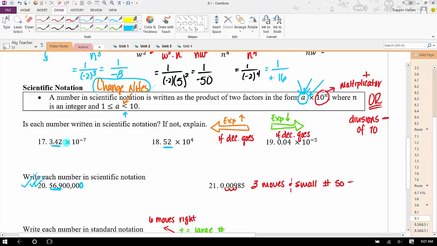So if we look at this first one, is it in scientific notation? Well, yes, it is. Why is it? Because 3.42 is between 1 and 10. So it's perfectly fine for scientific notation. Is 18 in scientific notation? No. 52 is greater than 10. Nope. That's larger. Okay, if we look at the last one, 0.04 times 10 to the negative 5th, 0.04 is smaller than 1. So no, this one's not. It's smaller than 1. So those are just looking at if it's scientific notation or not.